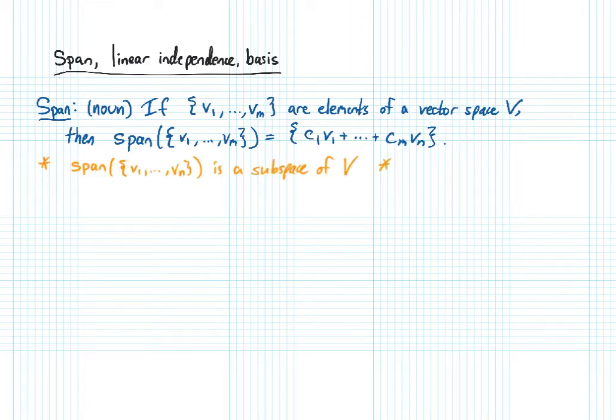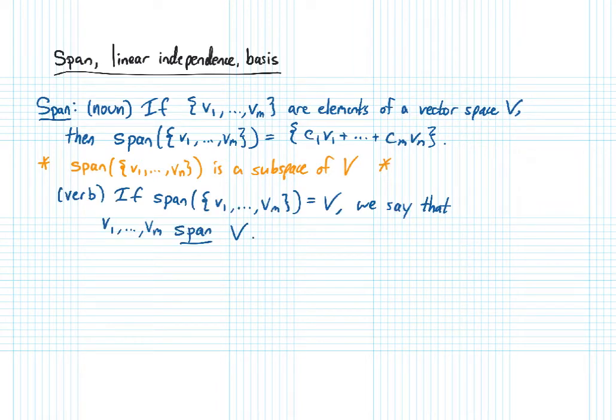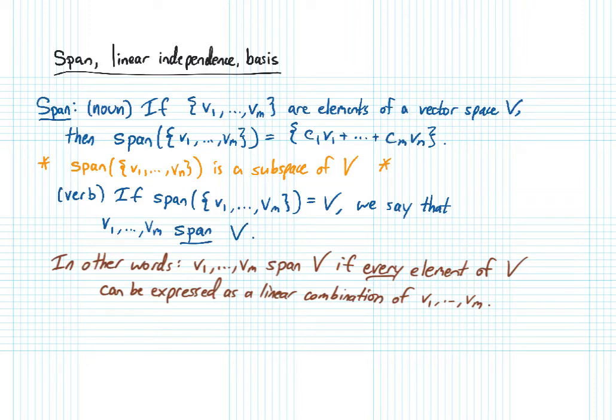And then by exactly the same argument that we made when doing this for Rn, you can show that a span of a set of vectors is a subspace of the vector space. But the word span can also be used as a verb, but it's very closely related. The idea is that if the span of v1 to vm is equal to the whole vector space V, then we can say that these vectors span V. So in other words, the vectors v1 to vm span V if every element of V can be expressed as a linear combination of the v1 to vm.